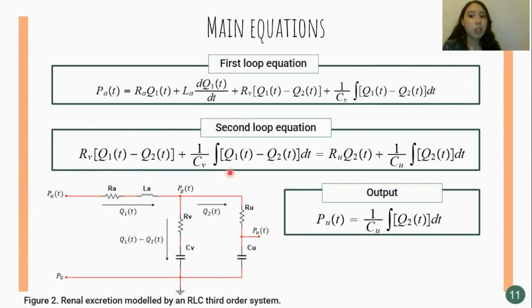To obtain the second equation, we analyze the second loop, and this part was obtained in the same way as before. This is equal to the sum of RU multiplied by Q2 and 1 over C1 multiplied by the integral of Q2. We took the output at this point, and this is equivalent to 1 over CU multiplied by the integral of Q2.